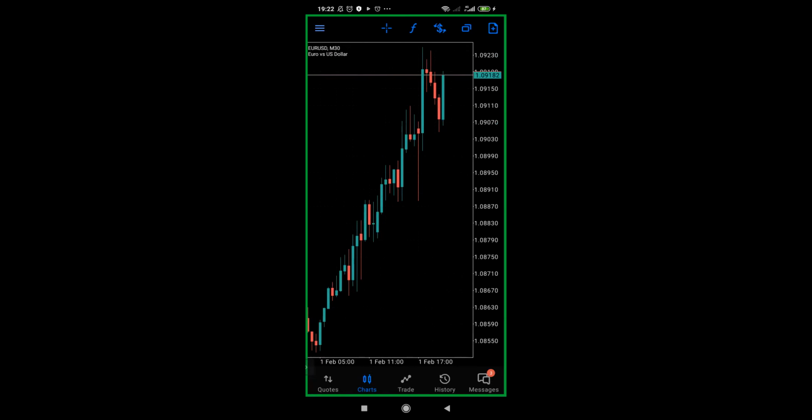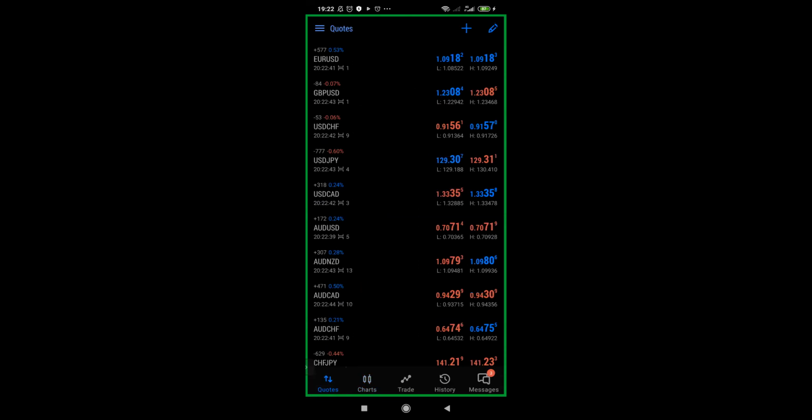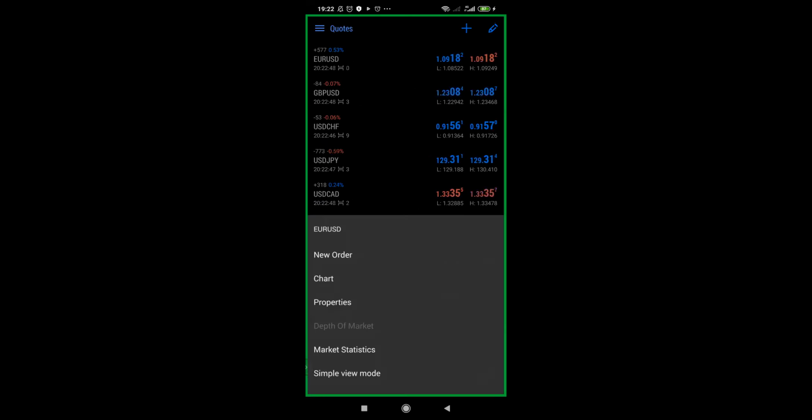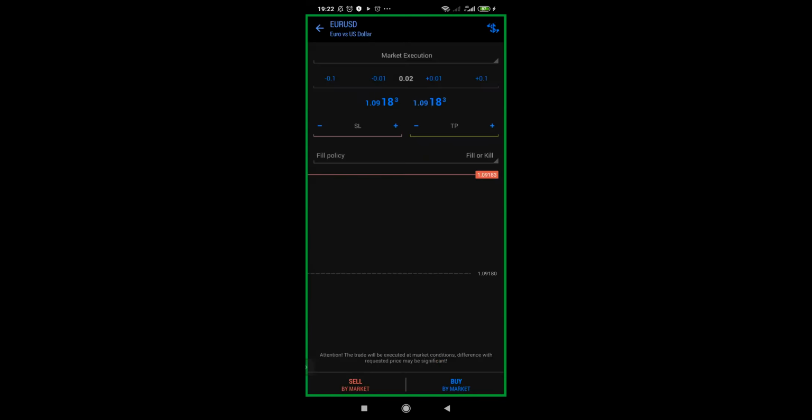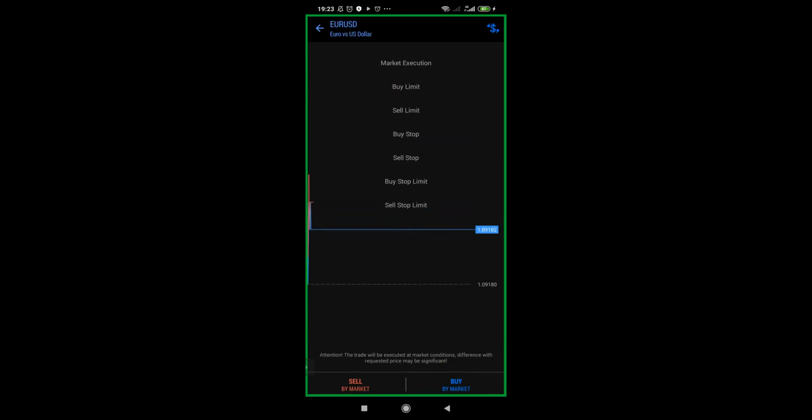Go back to the quotes tab. I want to trade Euro USD. Let's tap on Euro USD, and then you see new order. Click on new order. By default, it's on market execution. If you want to change it to pending, you see it's buy limits, sell limits. Let's start with market execution.